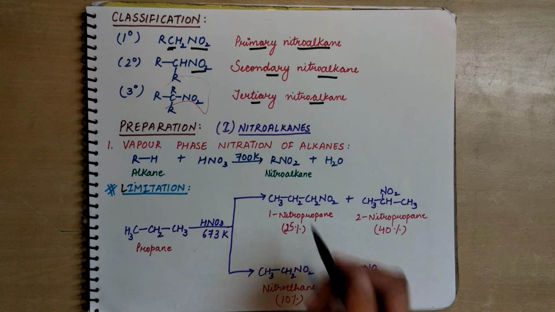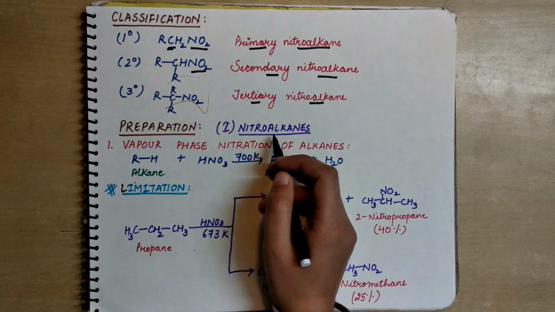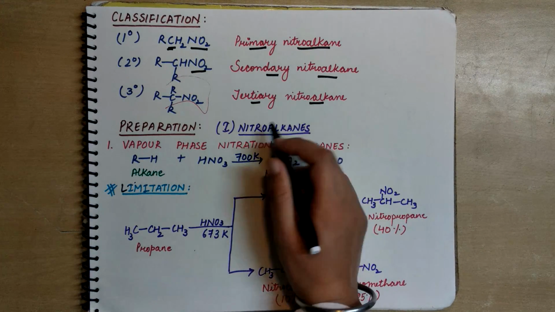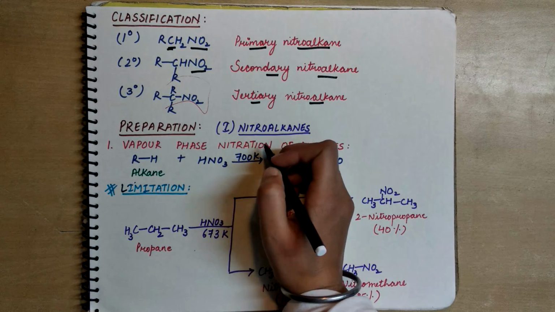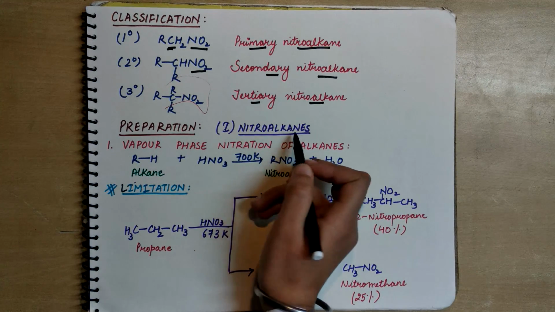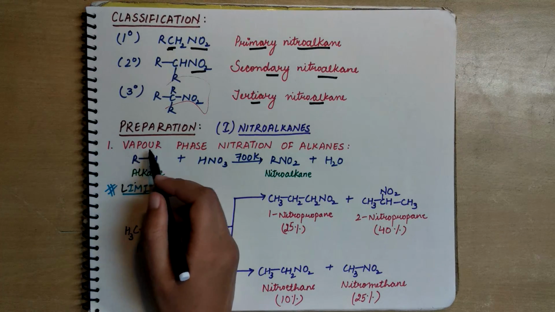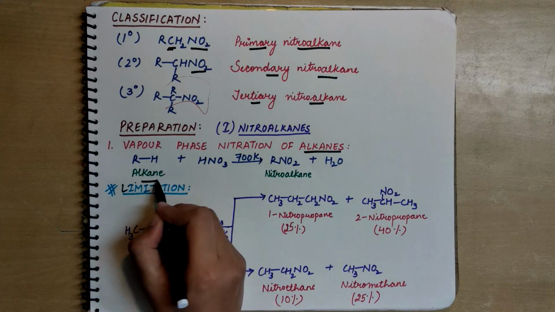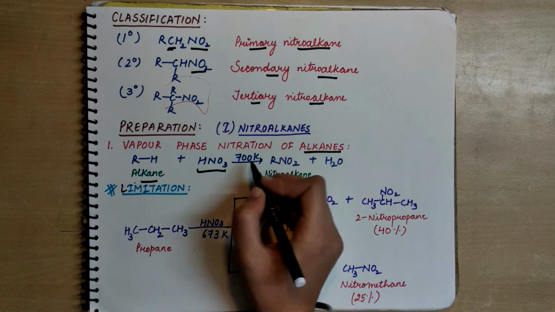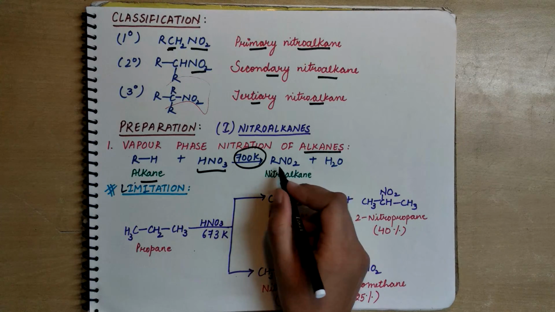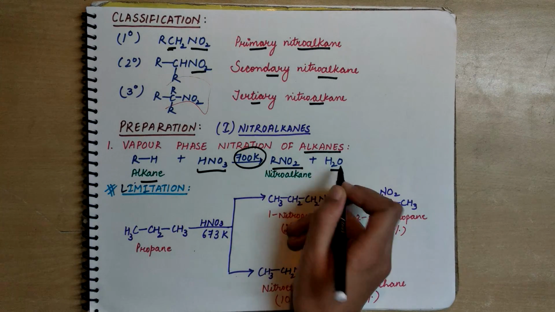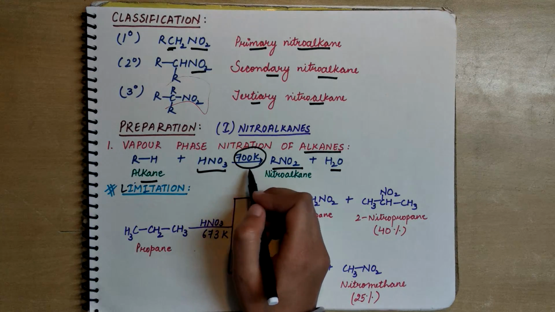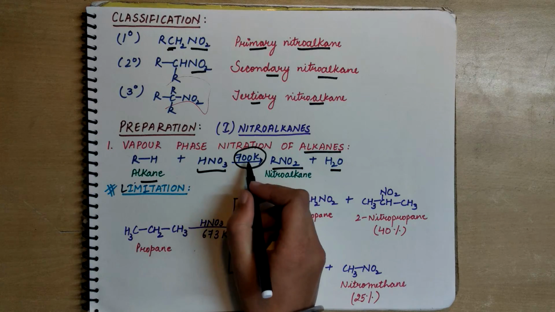Preparation of nitroalkanes. Firstly, what are nitroalkanes? When a nitro group is attached to an alkane or a hydrocarbon by replacing one hydrogen, then it is called nitroalkane. The first preparation is vapor phase nitration of alkanes. That means alkanes are treated with nitric acid at 700 Kelvin to form nitroalkane plus water. This is called vapor phase nitration because it is done at a very high temperature, 700 Kelvin.